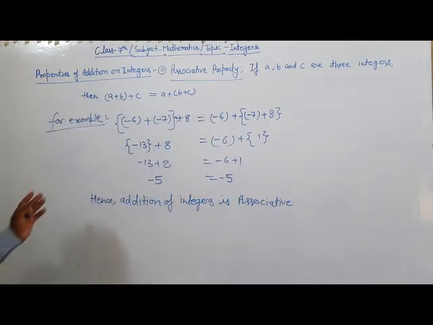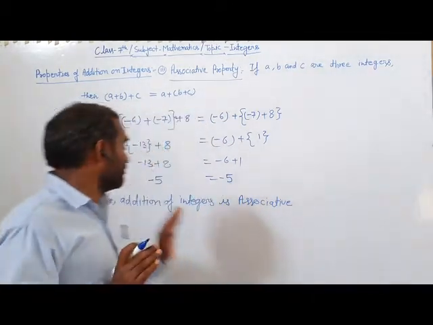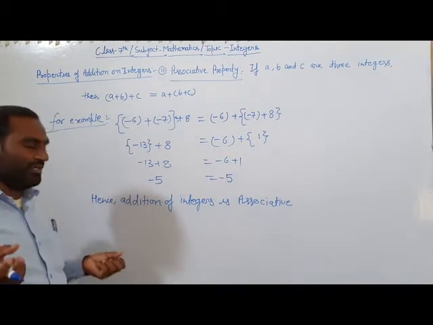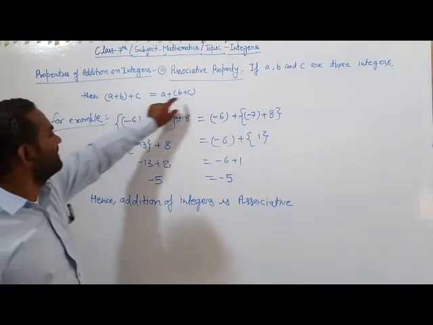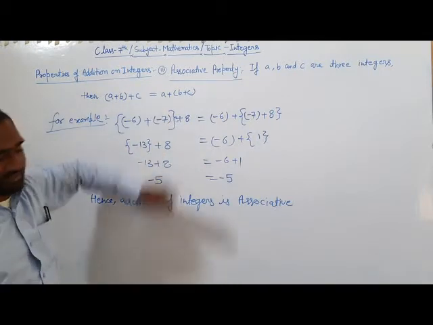जब दो इंटीजर्स को ग्रुप बना लेते हैं, तीसरे में ऐड कर लेते हैं, फिर दूसरे और तीसरे को बनाकर पहले में ऐड कर देते हैं, तो दोनों कंडीशन का आंसर सेम है। क्या है? This is the associative property of addition on integers.